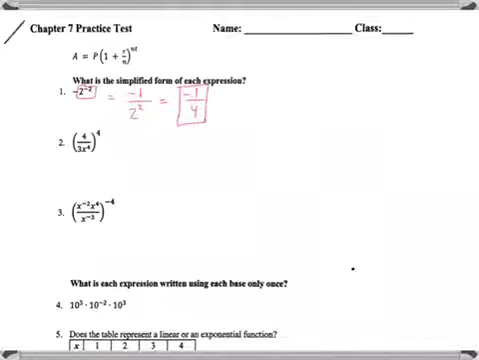Question 2, we've got 4 over 3x to the 4th, all raised to the 4th power. We're going to take the exponent, we're going to apply it to everything inside the parentheses. So when we simplify this, we end up with 4 to the 4th over 3 to the 4th and x to the 16th. So the last thing we need to do is kind of evaluate 4 to the 4th, which is 256. 3 to the 4th is 81. And then we've got x to the 16th power. And so this is our answer.